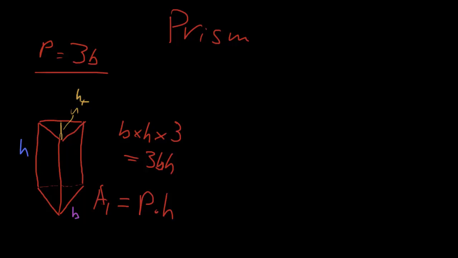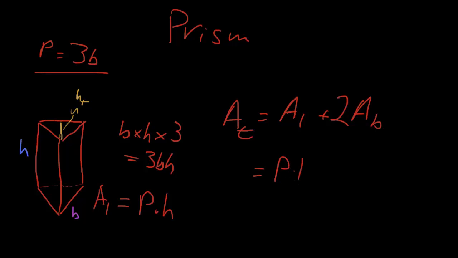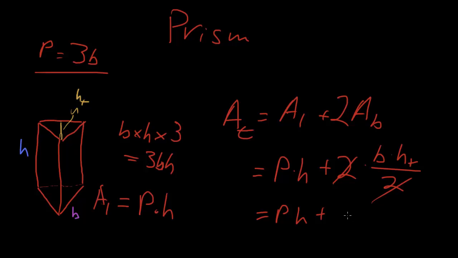Okay, so to get the full surface area, AT, the total area, I need AL plus the area of the 2 bases. There are 2 of them, so 2 times the area of the base, which means I could write down P times H plus 2 times the area of the triangle, which would be base times height of the triangle divided by 2. So you could just cancel these out. In this case, this formula works for a triangle. Only for a triangle.